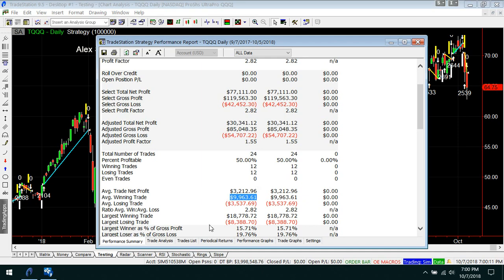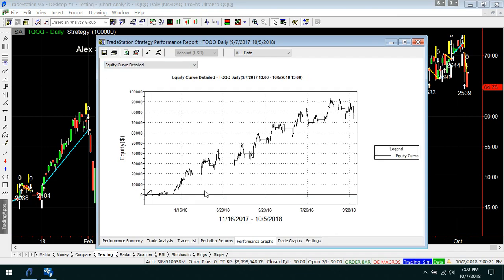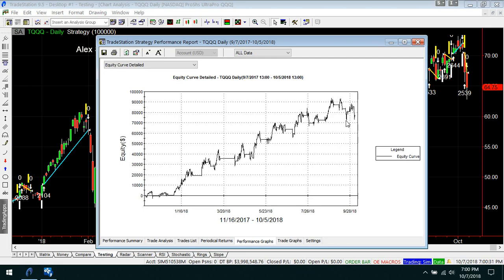Okay, the graph. Here's what that looks like in the space of a year. It's quite nice. And to look at the details, it's like that. We like to always look at the amount of drawdown. The maximum drawdown on this curve is about right here, from about 92,000 down to approximately 72,000. So it's about $20,000, but that's after you've already made a profit of $90,000. So that's quite acceptable. And that's how the strategy performs.